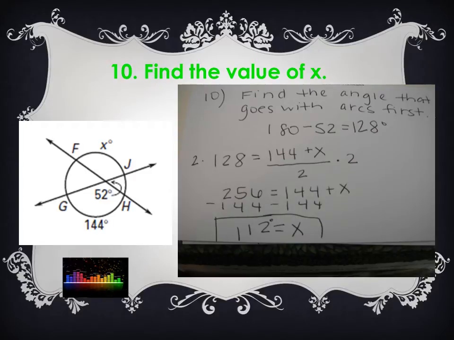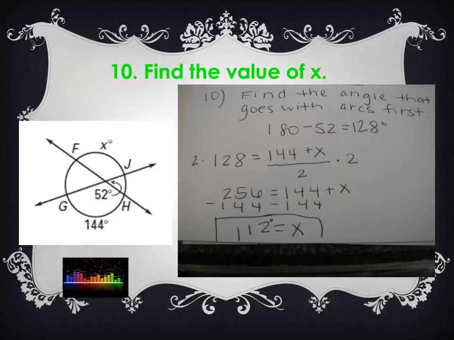This problem asks us to find x. X is an arc. This arc goes with an angle that is inside the circle. Therefore, we need to use the angle inside a circle formula, which is going to be angle equals arc plus arc over 2. When we do this, we get angle, which we don't know, equals (144 plus x) over 2.